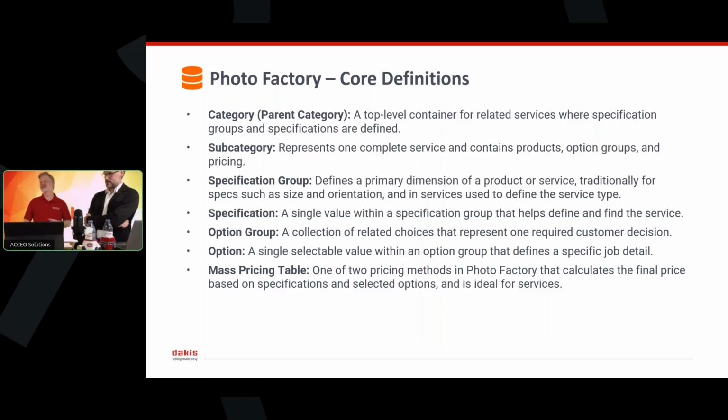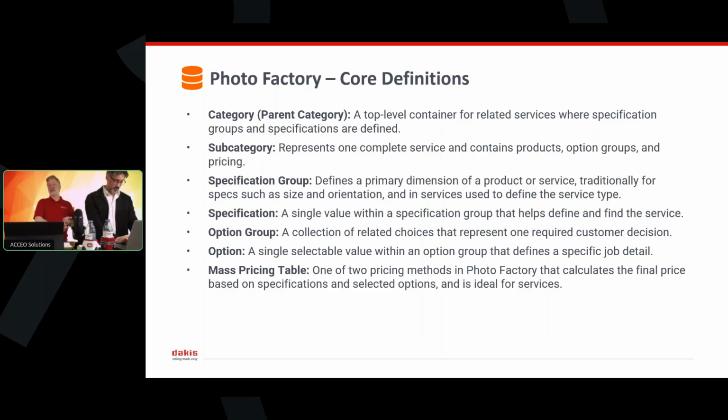Before we get going, I want to go over some core definitions, some things that I'm going to be touching on. We're going to be talking about categories, or as I like to call them, parent categories. It's a top-level container for related services where specification groups and specifications are defined. There's the subcategory, which represents one complete service and contains products, option groups, and pricing. There's the specification group. It defines a primary dimension of a product or service. It's traditionally used for things like orientation and size, number of images per template. In the service setting, we're going to use it to define the type of service and the scope of it. Film dev with scans versus film dev without scans, things like that.